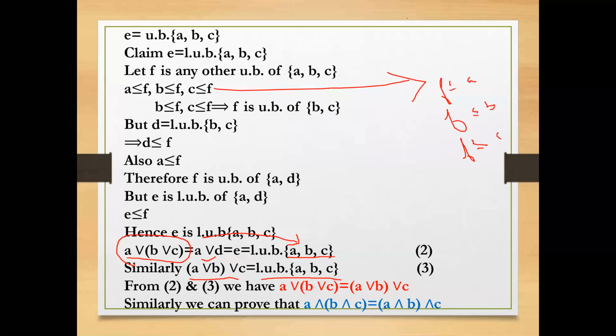The changes are, you have to replace upper bound with lower bound, least upper bound with greatest lower bound, and reverse the inequalities. Whatever inequalities there are, reverse them, and you will get the proof of the relation for meet also. So this is the associative law.